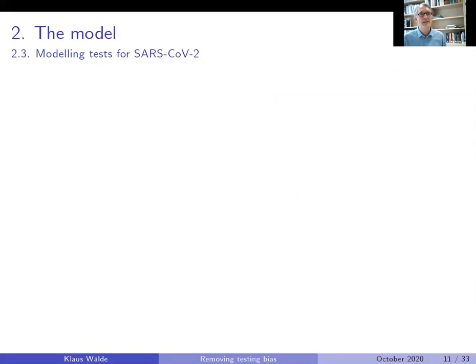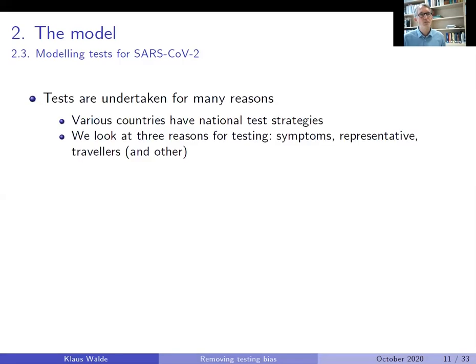Now we need to model tests for SARS-CoV-2. So how do we do this? Well, we need to take into account what is going on. Various countries have various national testing strategies. What we look at here are three reasons for testing. We test because there are symptoms. We test for representative reasons, so scientific studies and other, or we test travelers. And travelers is really just an example of all tests that are being undertaken without symptoms and that are not representative. So let's start. How does testing by symptoms work?